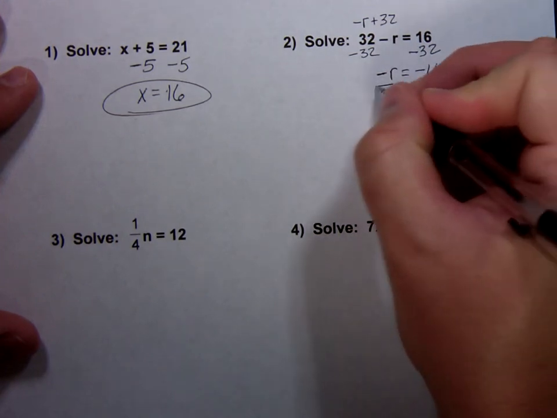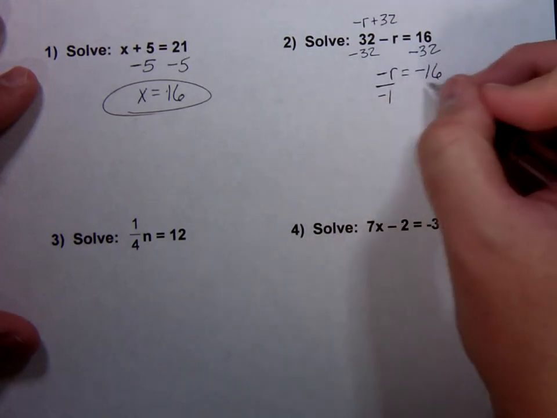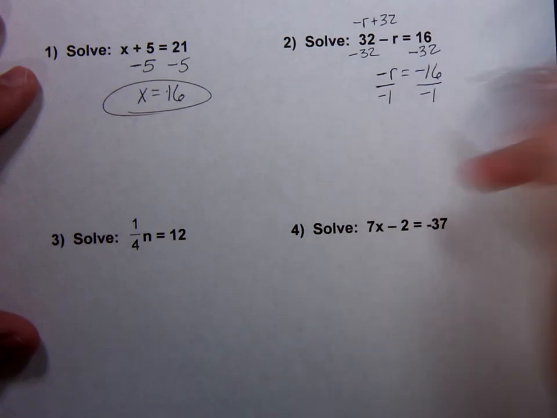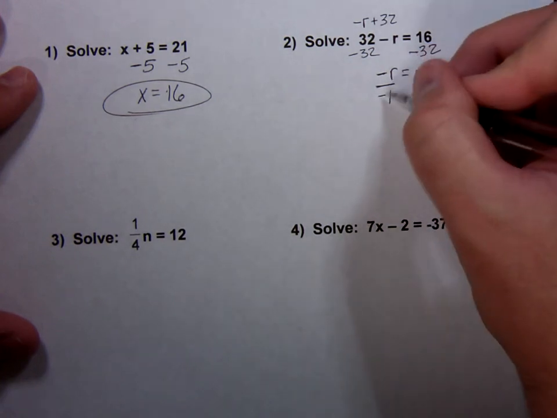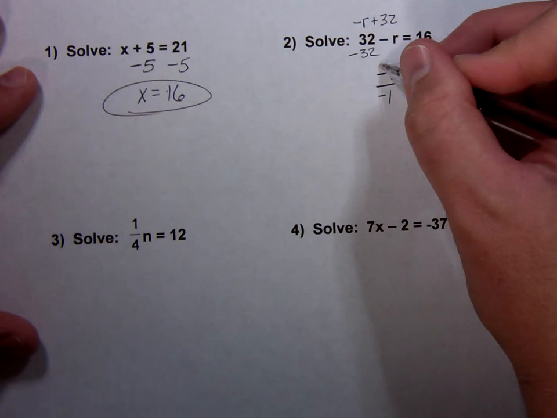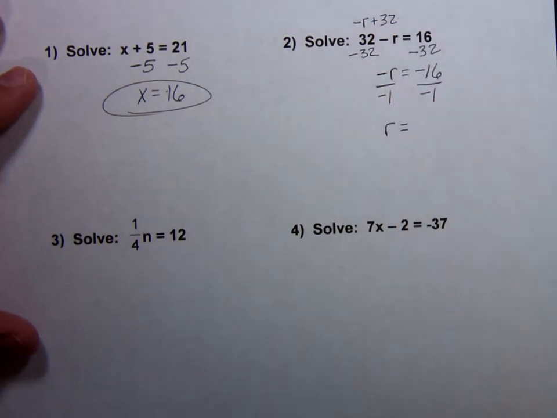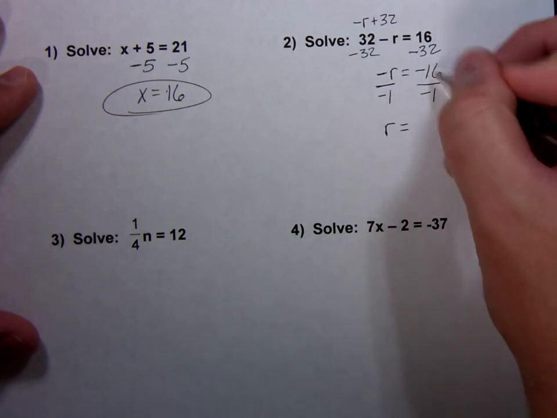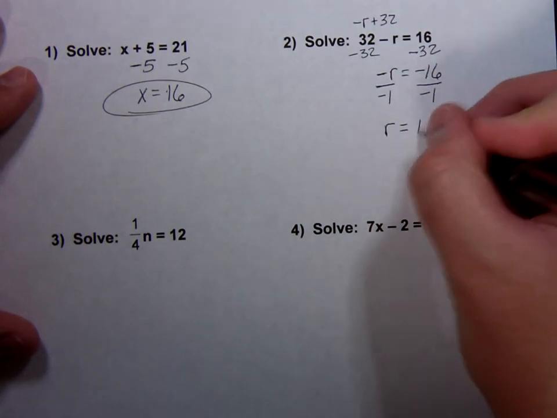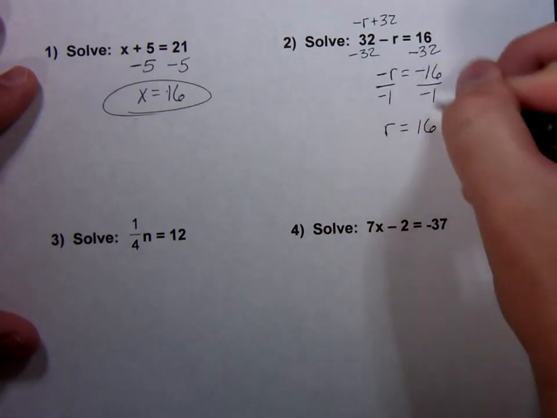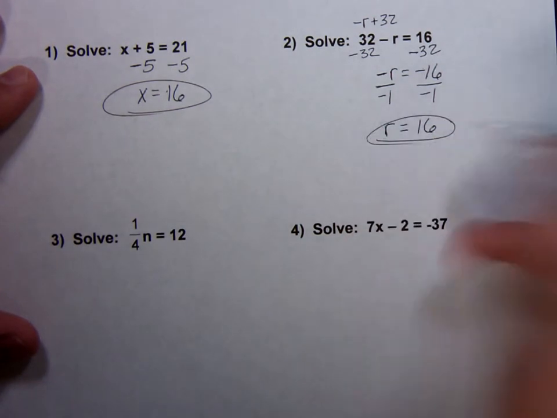So to get rid of that, I would divide by negative 1. We always do the opposite operation to get rid of something. So r is being multiplied by negative 1, I divide by negative 1. Negative 1 divided by negative 1 is 1r, which we just write as r. And a negative 16 divided by negative 1 is a positive 16. Negative divided by negative is positive. And there is our solution.